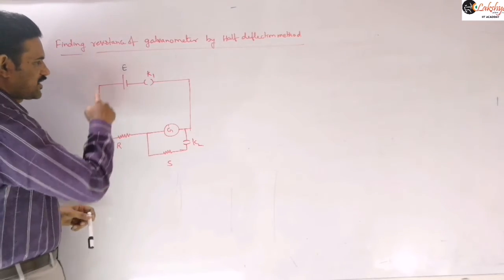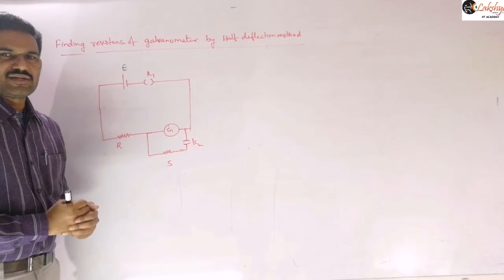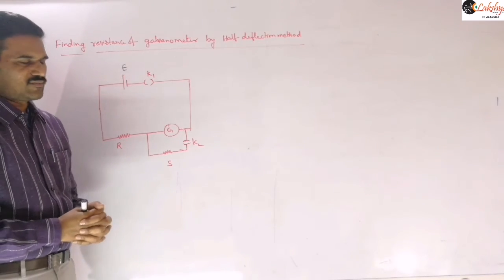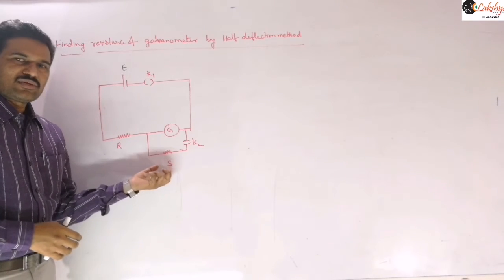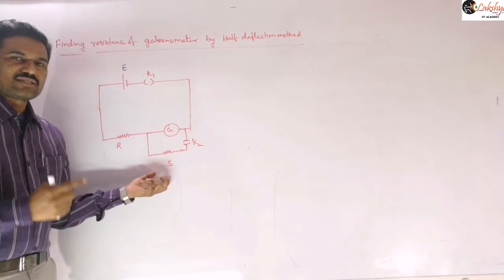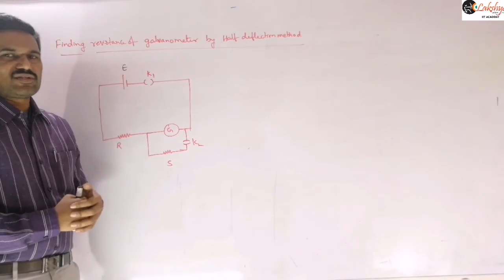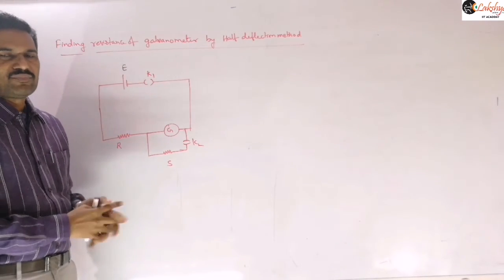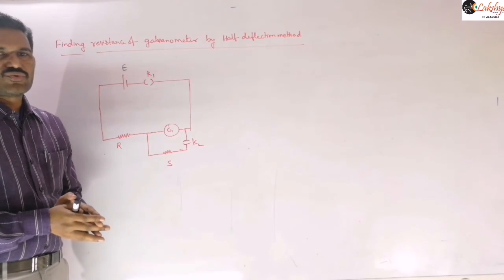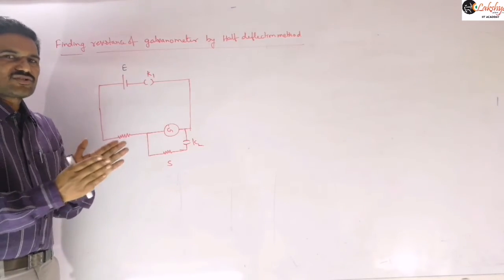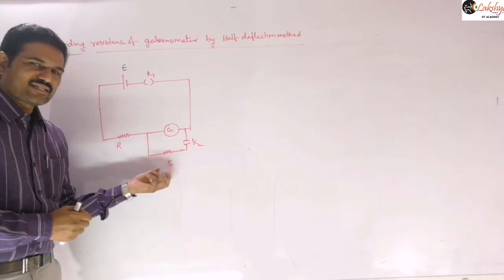Then some current flows through it, so that you will get some galvanometer deflection there. Let Ig be the current in the galvanometer. Next, we select a suitable resistance and connect it such that the current in the galvanometer is exactly half of the previous value, so the deflection is reduced to half. Suppose initially 20 divisions deflection is showing in the galvanometer. Now the deflection should fall to 10 divisions. So we need to select this R value like that.